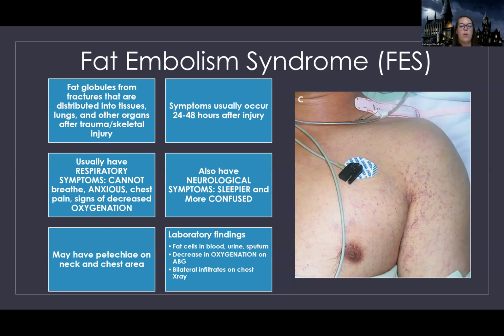Laboratory wise, we're going to find fat cells in their blood, urine, and sputum. Like I mentioned, we may look at their PaO2 on their ABG, and it'll be decreased, and they can commonly also have infiltrates on their chest x-ray.